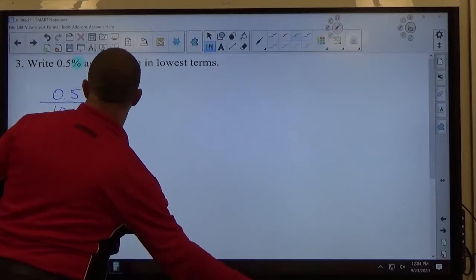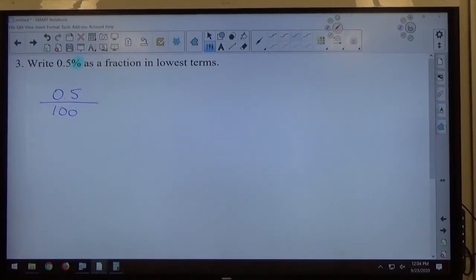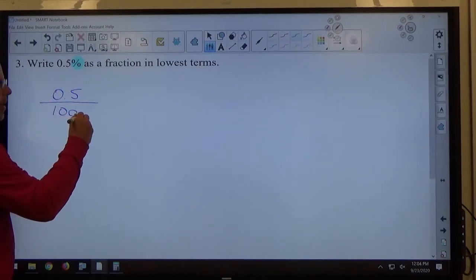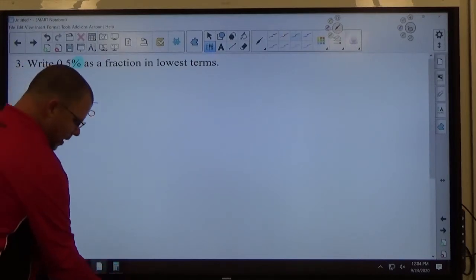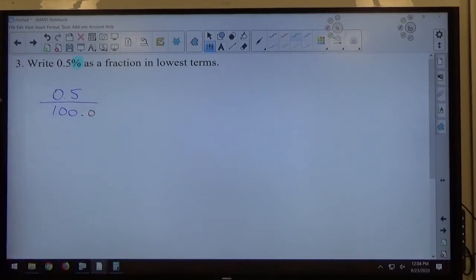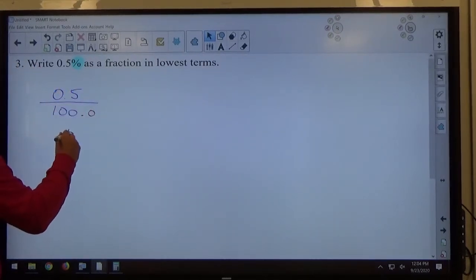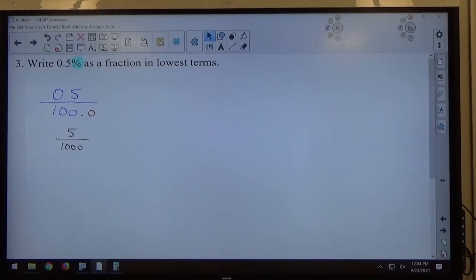And then you need to make a good fraction out of this. Good fractions do not have decimals in them. So the top has exactly 1 decimal place, so I need the bottom to have exactly 1 decimal place. So I put a 0.0 on that 100. All right? And then, once both the top and the bottom have the same number of decimal places, I just slide them both the same amount over. So slide both decimals 1 space over. I'm going to get positive 5 on top, positive 1,000 on the bottom.